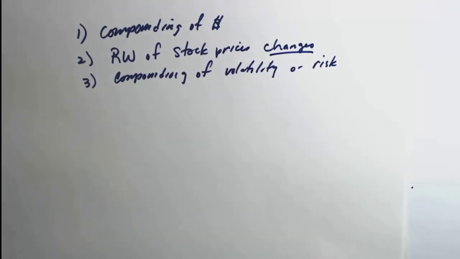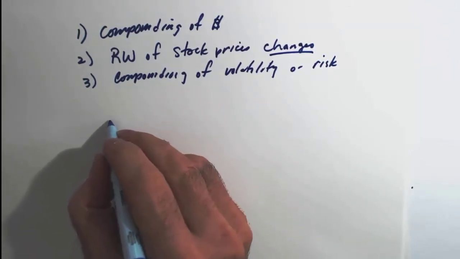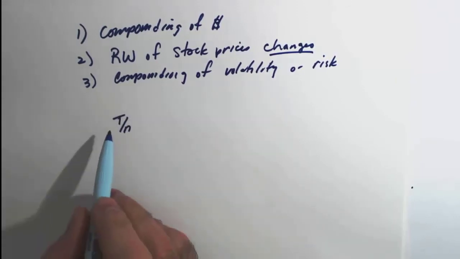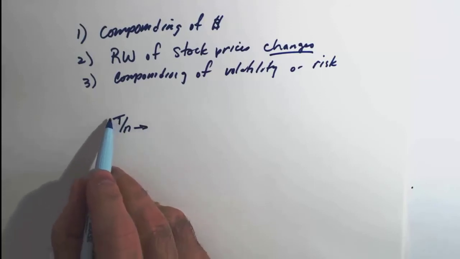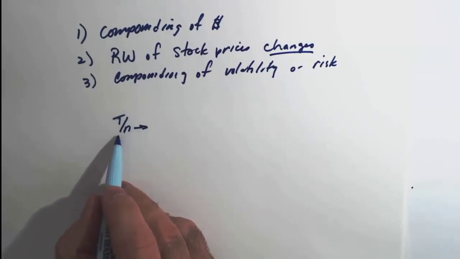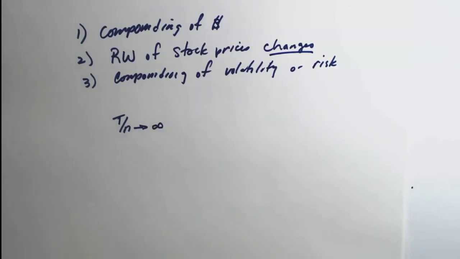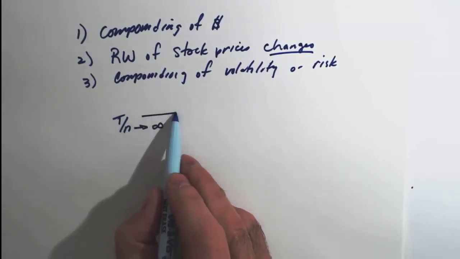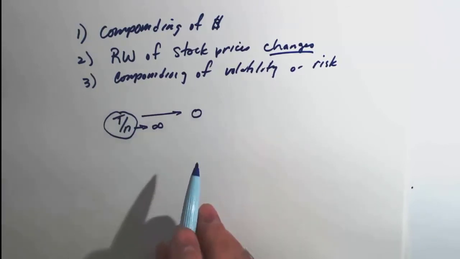So the first thing we want to do is the machinery underneath the Black-Scholes model assumes that the number of steps goes to infinity. Remember, every time period in the binomial, we chopped into a certain number of steps. Here we're going to say the number of steps, n, is approaching infinity, which means this whole time period here is approaching 0.